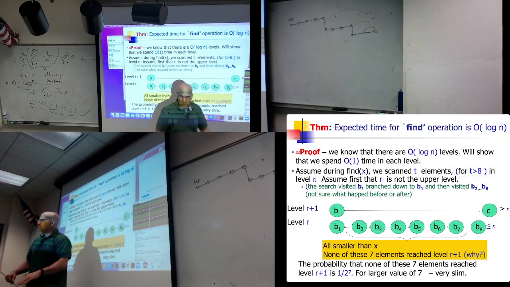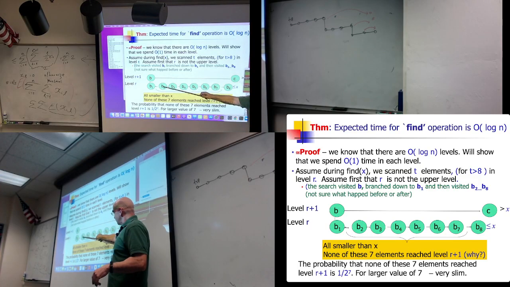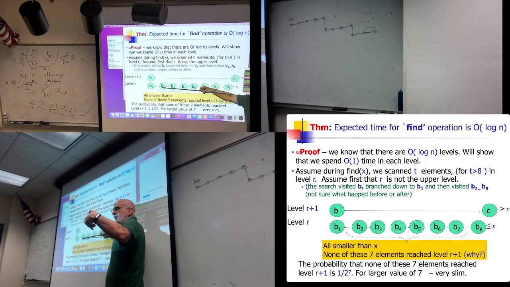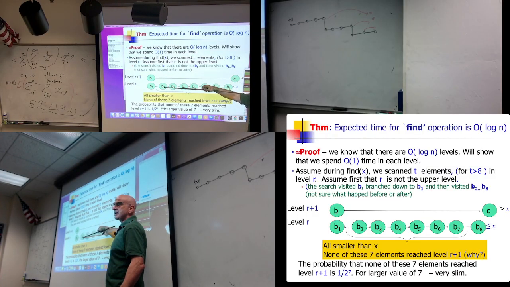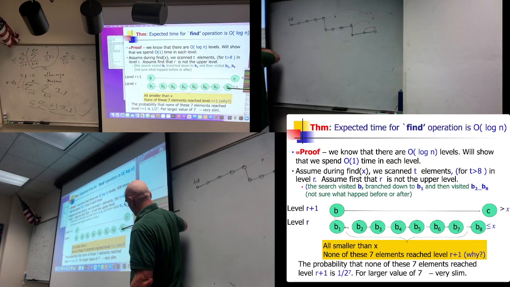Conclusion, and it's a hand wave, but it's a conclusion. b2, when I inserted it, I tossed coins, and b2 made it all the way to level r. Again, I don't care what r is. r might be level 1, but it got promoted to level 1. And then we tossed the coin, and said, hey, will you be promoted to level r+1? And the answer was no. That's why it stayed. That's the highest level for b2. That's also the highest level of all the elements up to b8.